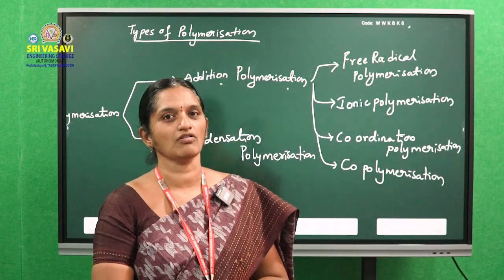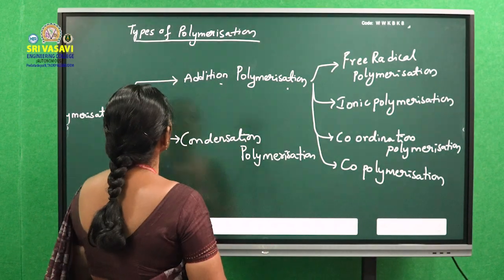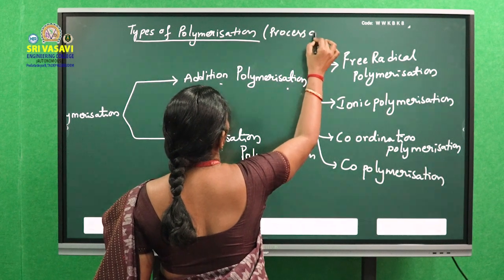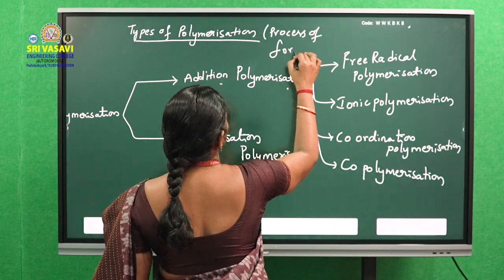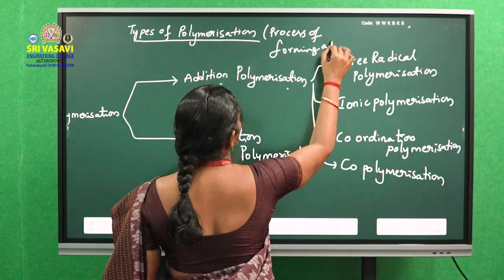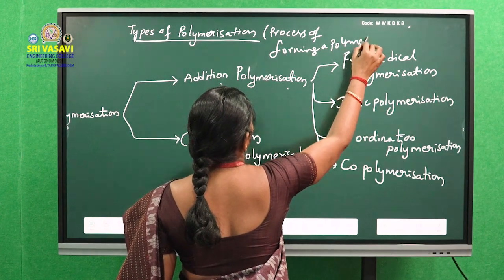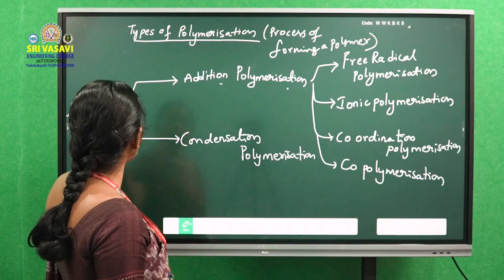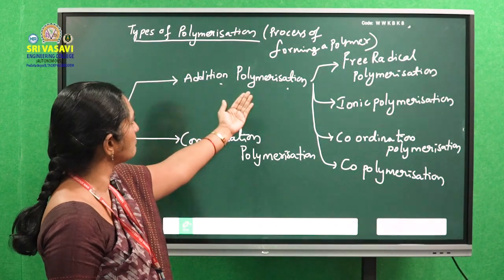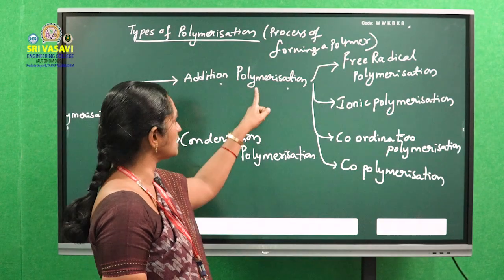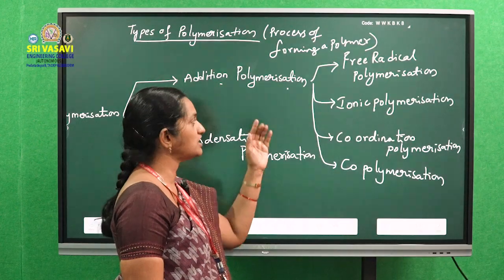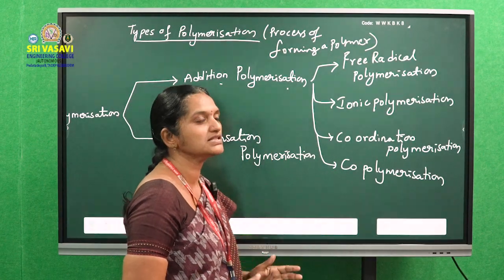As I said earlier, what is a polymerization? The process of forming a polymer. So polymerization is classified mainly into two types: addition polymerization and condensation polymerization.